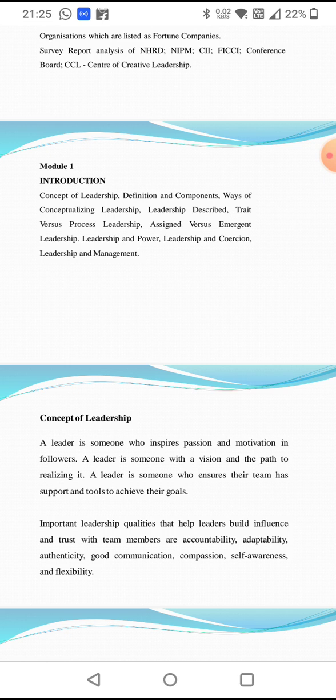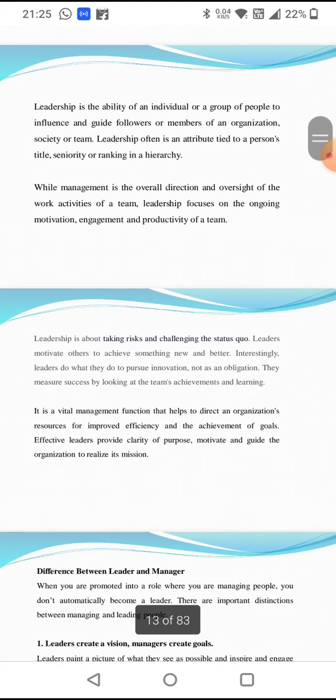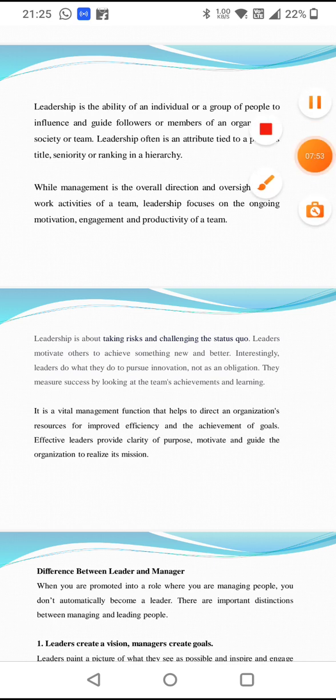There are many ways to finish the sentence that leadership is so. They have to motivate, they have to guide, and they have to inspire, they have to help them out, they have to be aware of the concerns or issues of the employees, right? So it is about taking risk and challenges in the organization. So leaders motivate others to achieve something new and better.